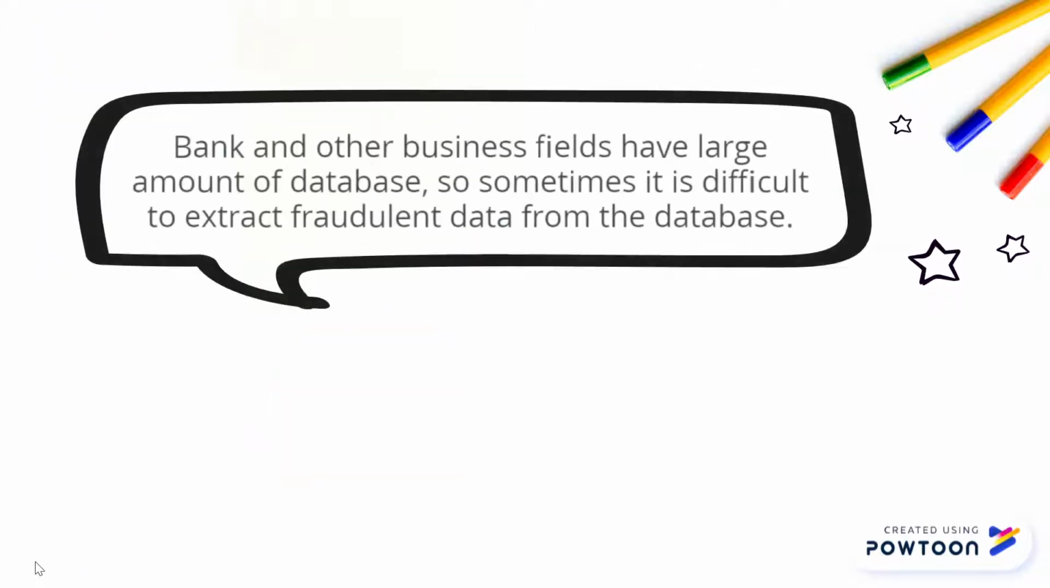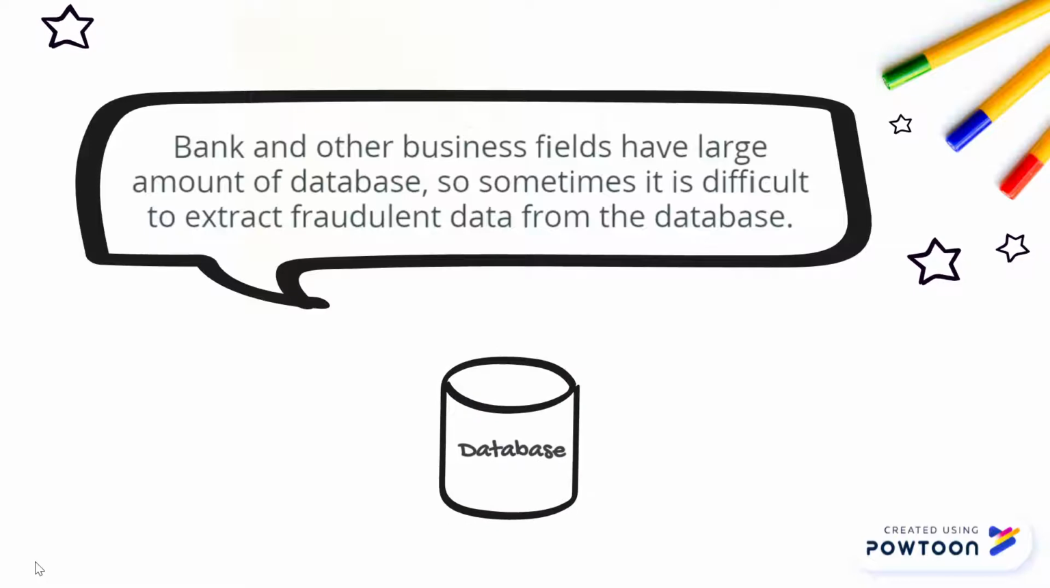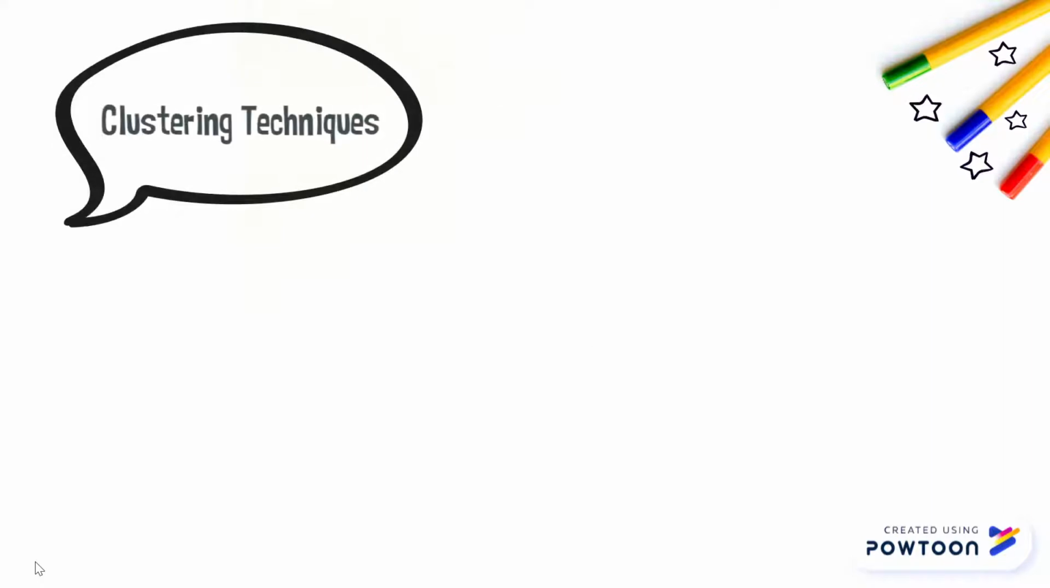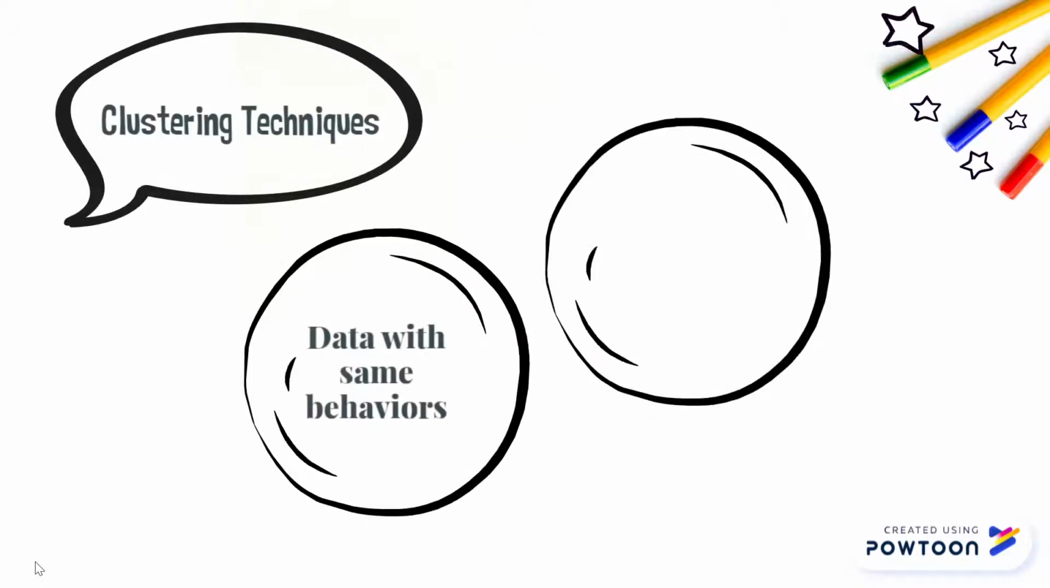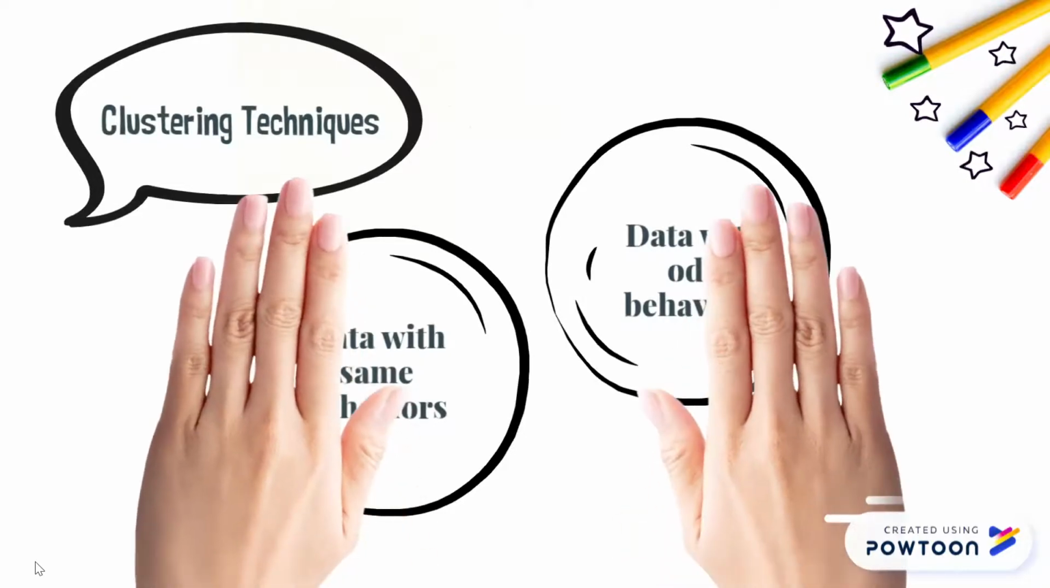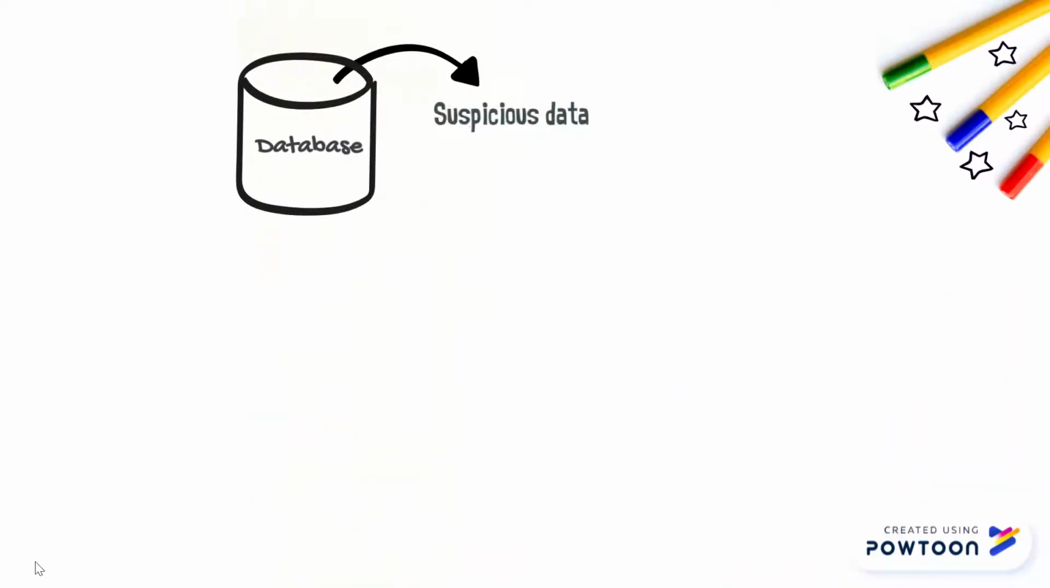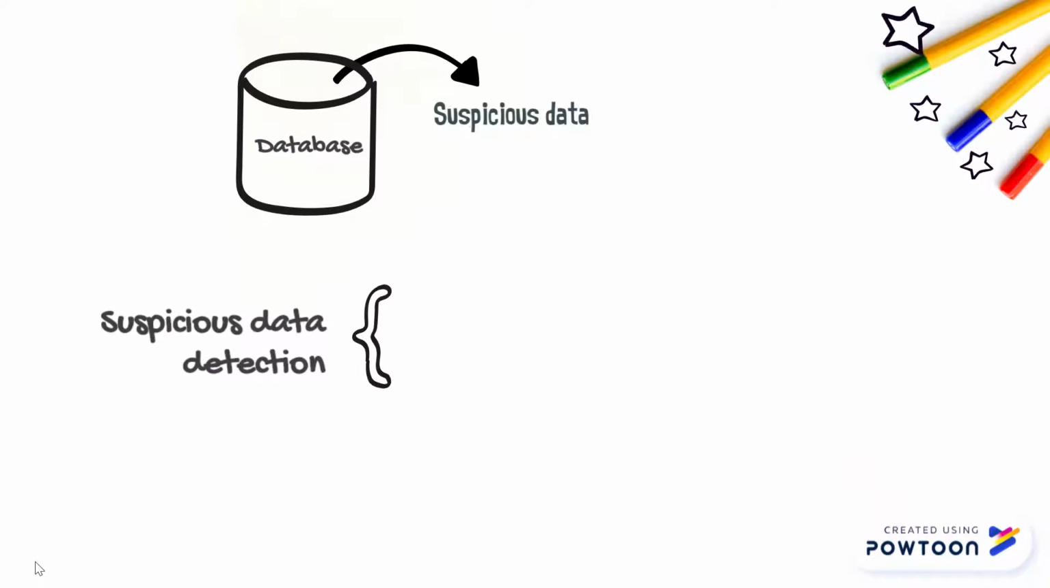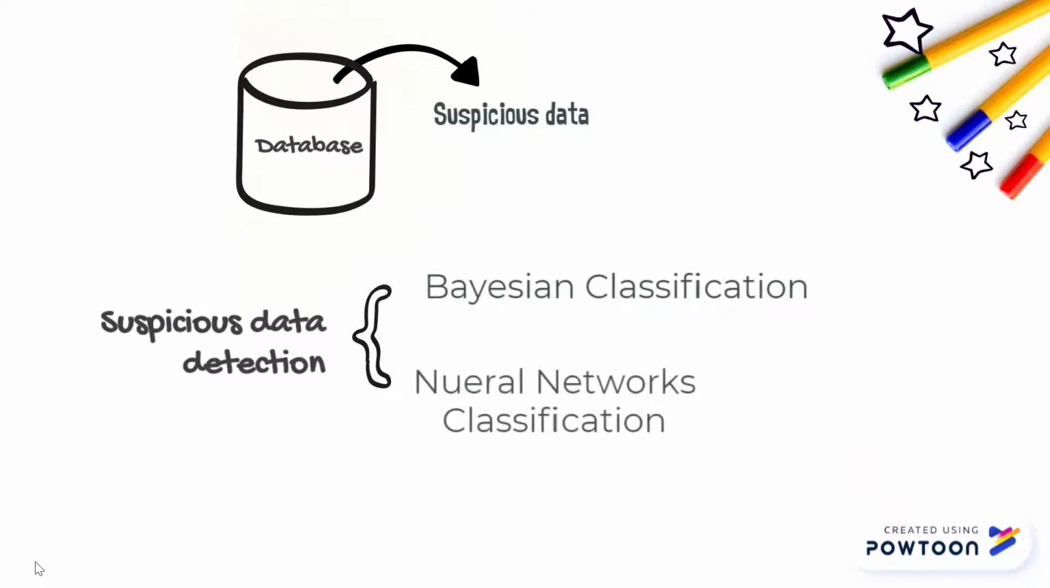Banks and other business fields have large amounts of data, so sometimes it's difficult to extract fraudulent data from it. Clustering technique is used to make groups of data with the same behaviors. This technique detects the cluster of odd behaviors. And the suspicious data detection from a large database can be done through Bayesian classification, and also we can use neural networks classification techniques.